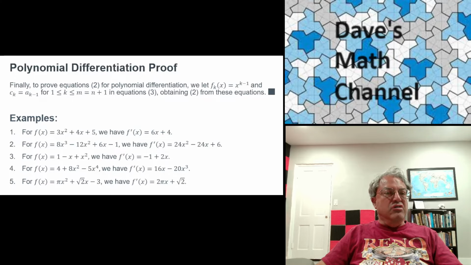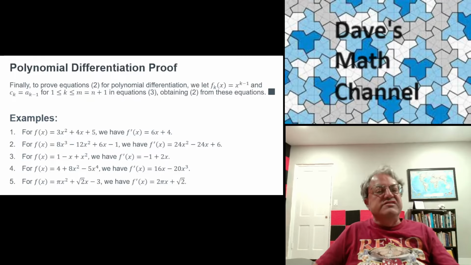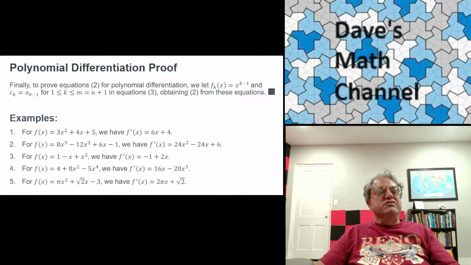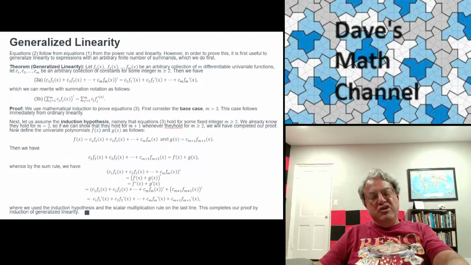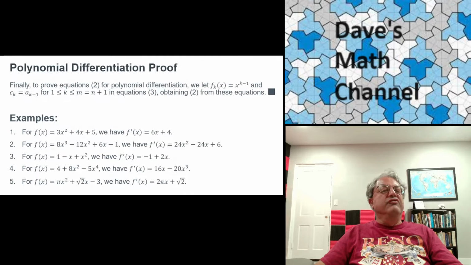So we want to let c sub j be a sub j plus 1, and then m equals n plus 1. If we do all that, we just substitute everything. And we're also letting f sub k of x be x to the k minus 1. If we make all those substitutions in the generalized linearity formula, we do recover the rule for differentiating arbitrary polynomials. Pretty easy to see. Anyway, that's the proof.